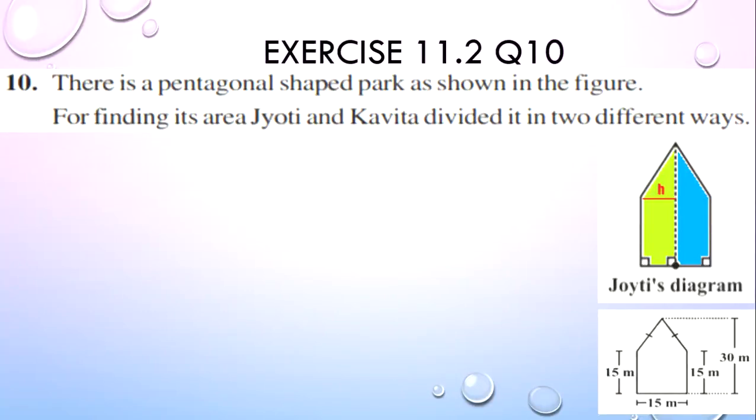Exercise 11.2, question number 10. There is a pentagonal shaped park as shown in the figure. For finding its area, Jyoti and Kavita divided it in two different ways. So, I will explain Jyoti's diagram.